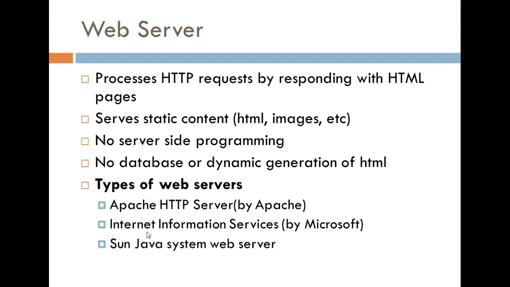Now, below are just a couple of types of web servers. You may be familiar with some of these: the Apache HTTP Server by Apache, Internet Information Services by Microsoft, or the Sun Java System Web Server. So these are some of the web servers that are out there right now, and that's pretty much what a web server is.